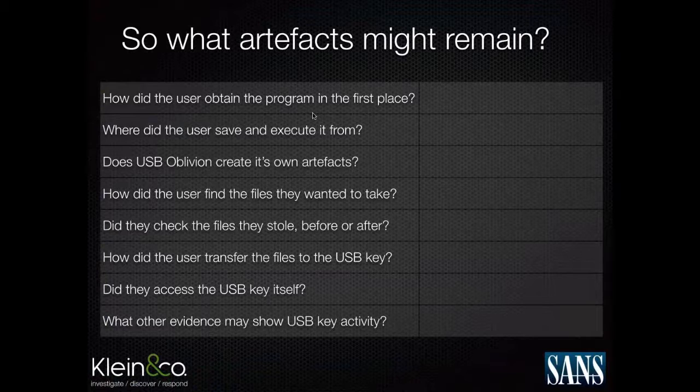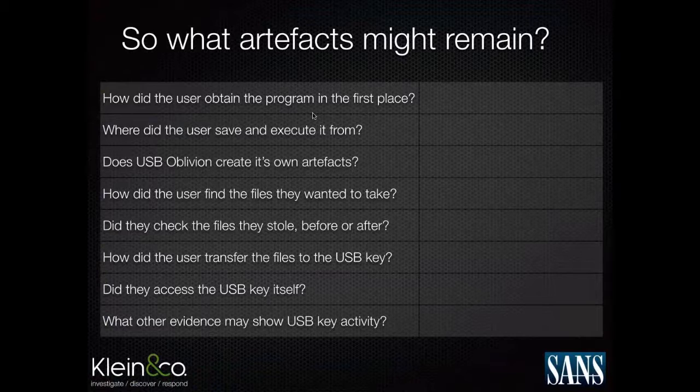And that leads to the question as well, how did the user find it? How did they know? Did they go to the Google Code website to USB Oblivion and download it? Probably not. They probably did some searching and tried to find it. So if we can get the activity of their searching, then we can get some context around what were they thinking, what were they doing. Some other questions. Where did the user save and execute it from? We've already seen the downloads folder. Does USB Oblivion create its own artifacts? So already in the last few slides, we've seen what it does. We know that it creates that .reg file, depending on how it's used. It may create other artifacts as well, so we can think about that.